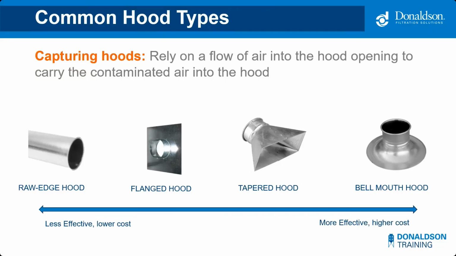A closed capture hood is generally the most effective method of capturing material. The four most common types of capture hoods, in order of increasing effectiveness but increasing fabrication cost, are the raw edge on the left there, the flanged, tapered, and bell mouth hoods.